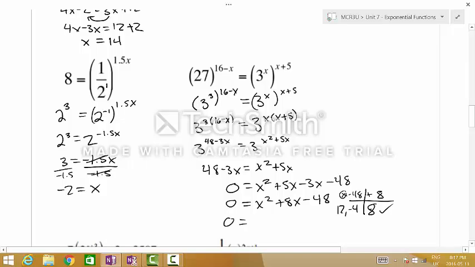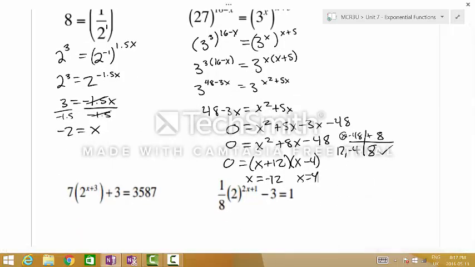We have 0 equals x plus 12, x minus 4. And what that means is we have two answers that will make this work. We can either have x equals negative 12, or we can have x equals 4.